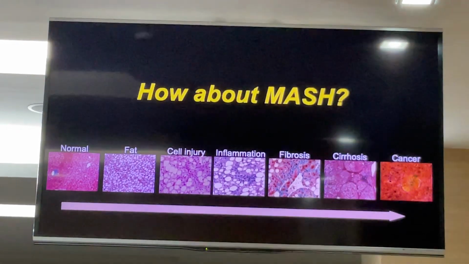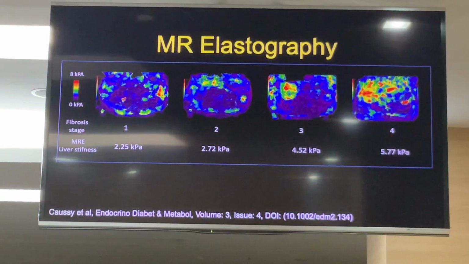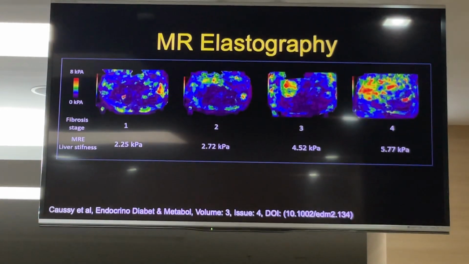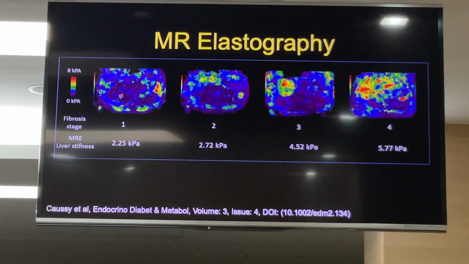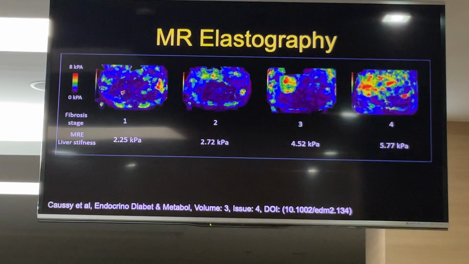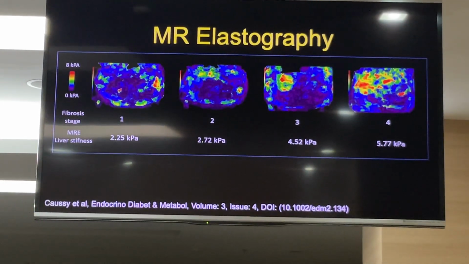of tissue injury and inflammation and fibrosis and so on. MR elastography is a widely available method for evaluation of fibrosis. Here we have stiffness maps for subjects with different fibrosis stages, where you can see how the stiffness increases with increasing fibrosis.